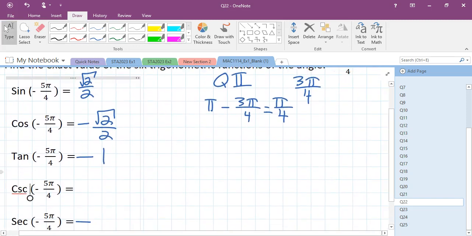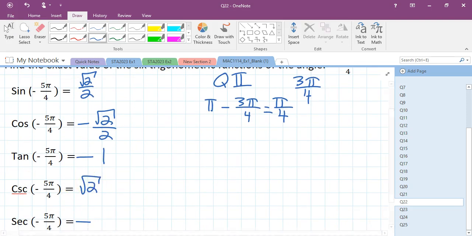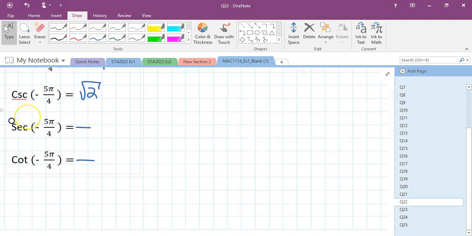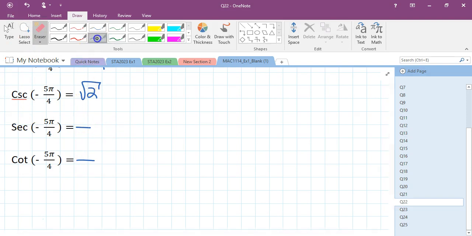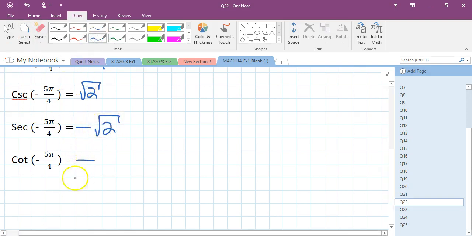So what is cosecant pi over 4? Radical 2. What is secant pi over 4? Negative radical 2. Negative sign right there. Negative radical 2. And what is cotangent? Negative 1 as well. There you go. That's it.